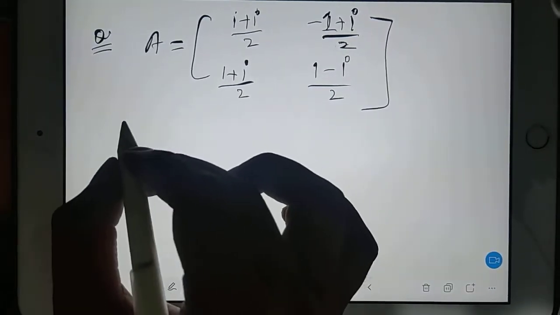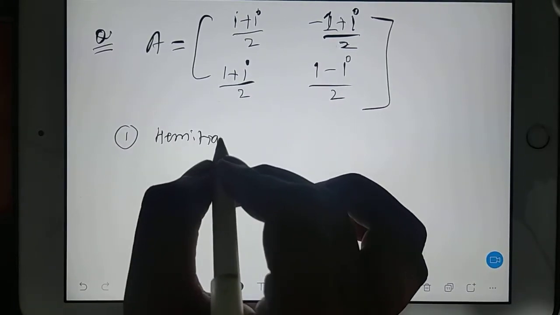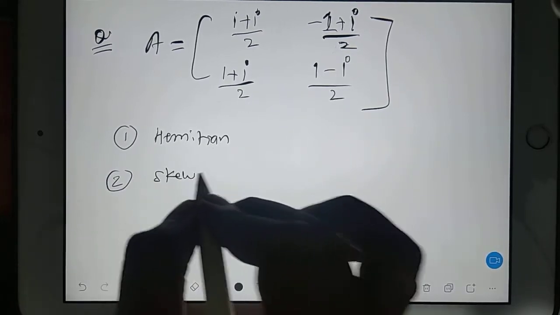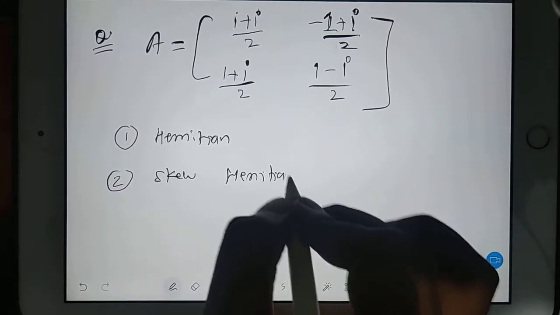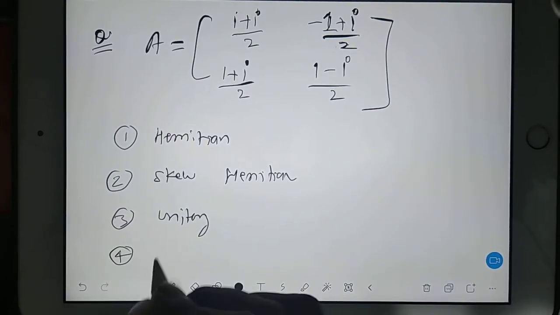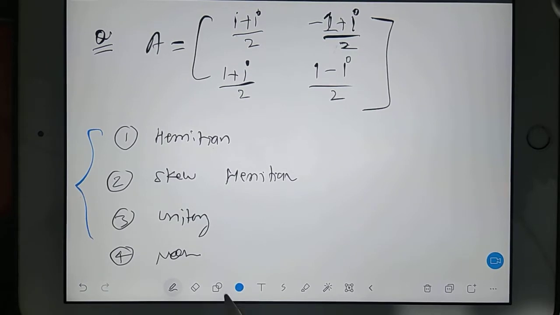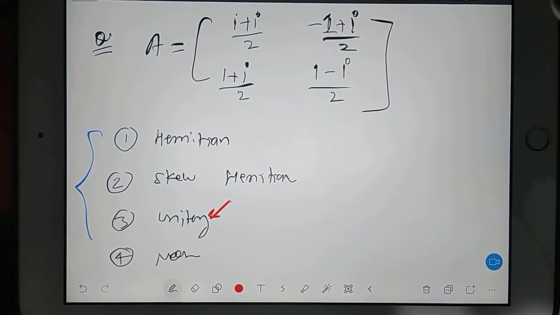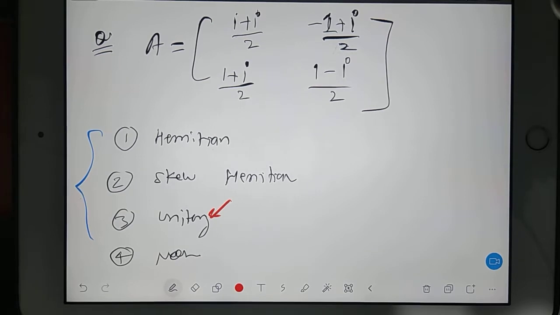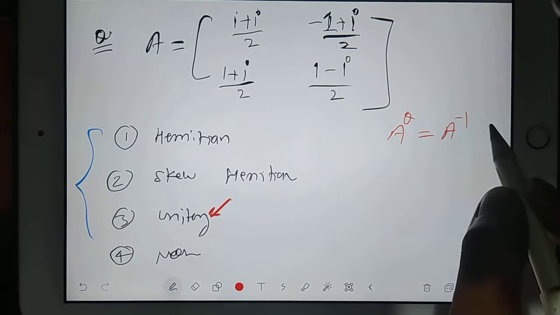suppose I'm giving options. The given matrix is Hermitian, the given matrix is skew Hermitian, or the given matrix is unitary, or the given matrix is none. Whenever these kinds of questions come, mostly it will be a unitary matrix. So first you check whether it is unitary or not. So how do we find out a unitary matrix? If you want to find out a unitary matrix, then you have the condition: you find A power theta that must be equal to A inverse.